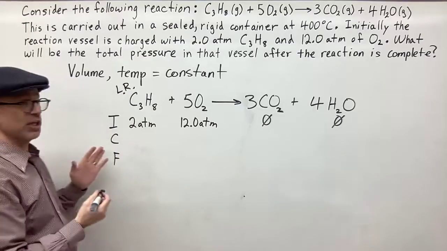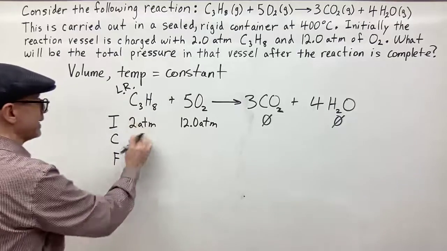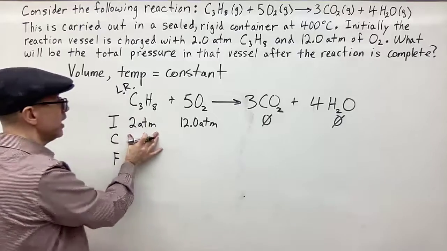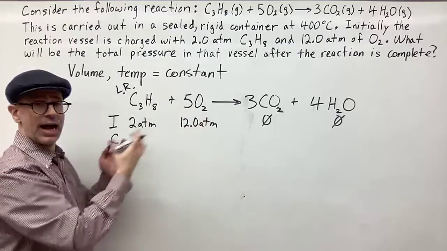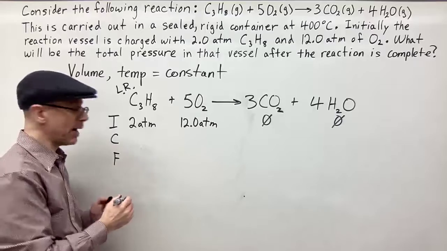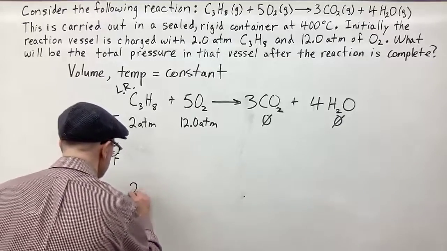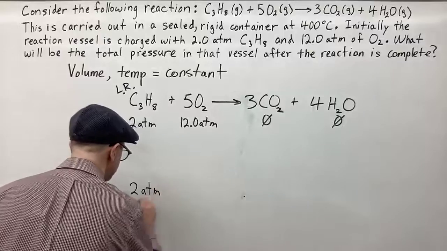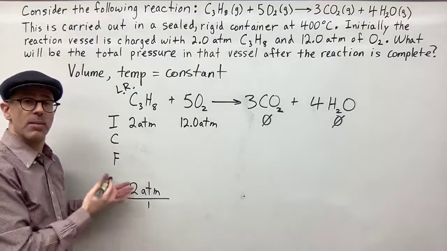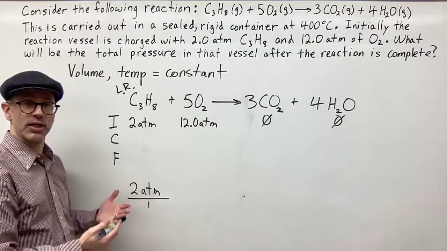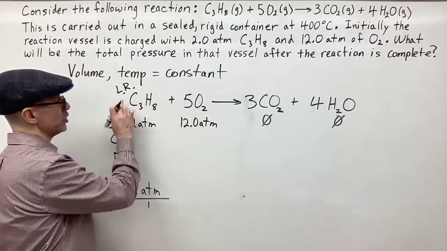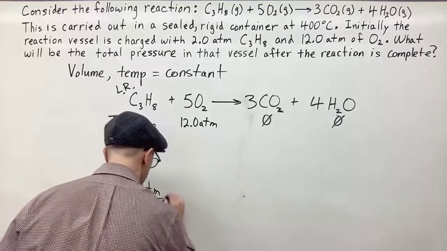So you can also do this by conversion factors, right? So I can take the amount of the propane I'm given and then use the mole ratio to find out how much oxygen is needed to react completely with that amount, right? So I can do 2 atmospheres. And again, I'm treating pressure like moles because pressure and moles are proportional to each other in this problem under these circumstances. So since the mole ratio is 1 to 5, that's going to be the same ratio for the pressure.